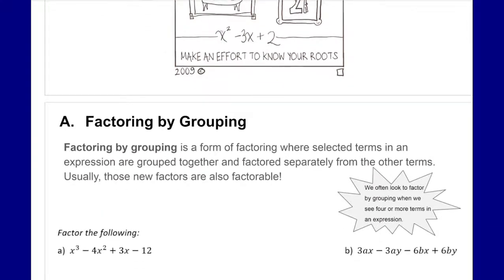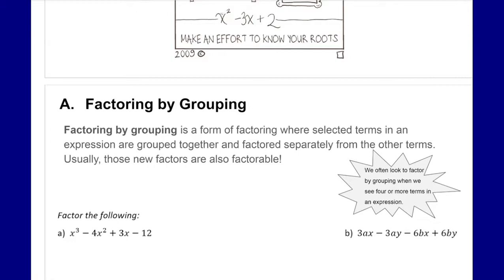When we factor by grouping, it's a different type of factoring where selected terms in an expression are grouped together. Basically we're making groups and then factoring them separately from the other terms. And then usually once we do that factoring, the new factors are also factorable. So it's kind of like a multi-step process.